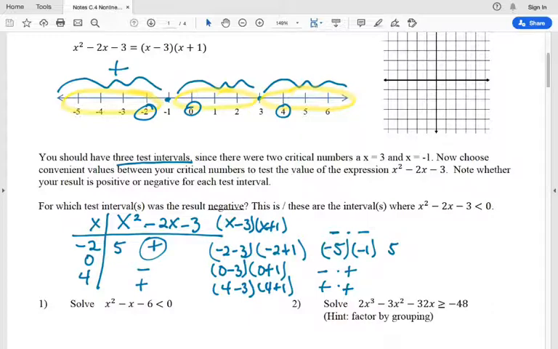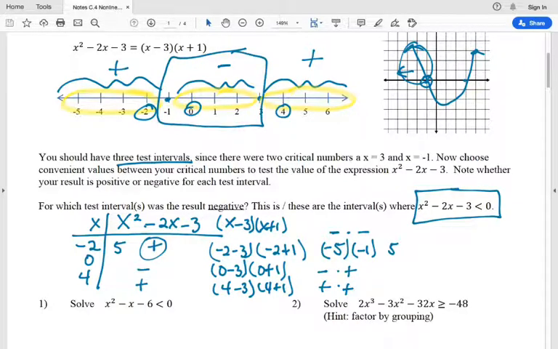If you remember, our graph looked like this, and everything on the left-hand side was positive. Anything between -1 and 3 was negative. Anything to the right-hand side of 3 was positive. So when it asked me to solve this inequality right here, I can tell by the graph up here that this would be the interval that I'm talking about. So again, my answer would be from -1 to 3. All right, let's do some other examples.